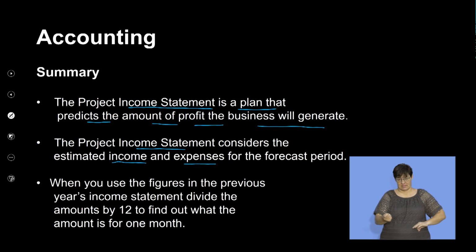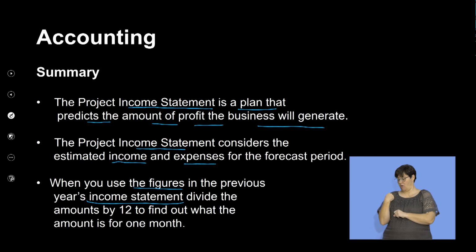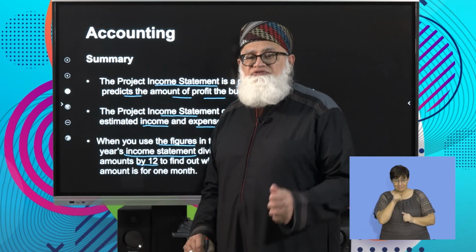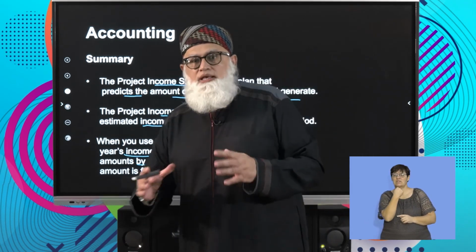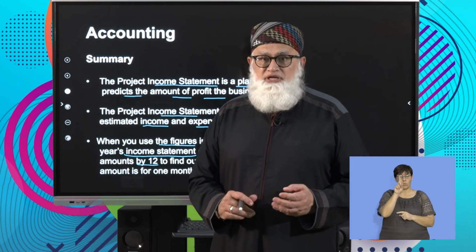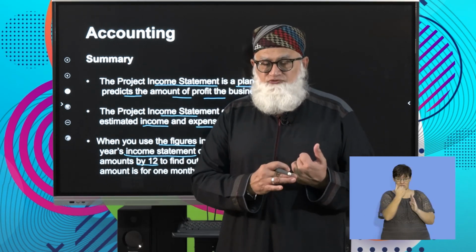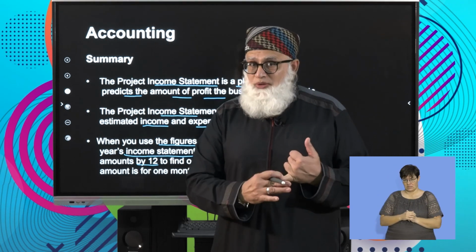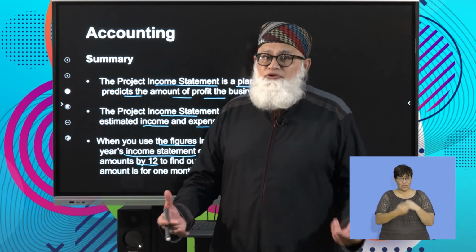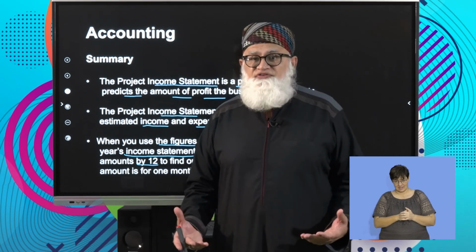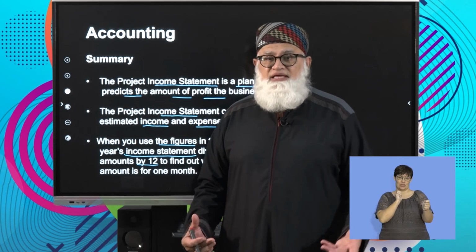2, the projected income statement takes into effect incomes and expenses. And 3, when you're using these figures from the previous year's income statement, divide the amounts by 12 to find out what was the amount per month. Important. Very, very important. So therefore, what are we saying? When you are working with a question on the projected income statement, look at the income statement that is provided for you. If it's annual, divide by 12. If it's biannual, for half the year, divide by 6. Clearly you can see it will change the figures completely if you divide by the incorrect number.